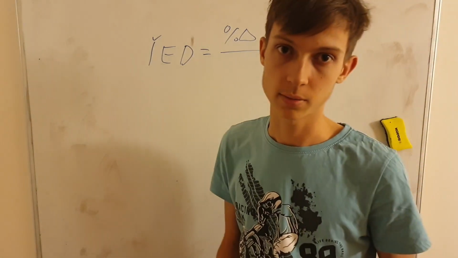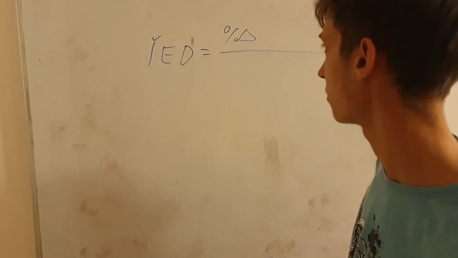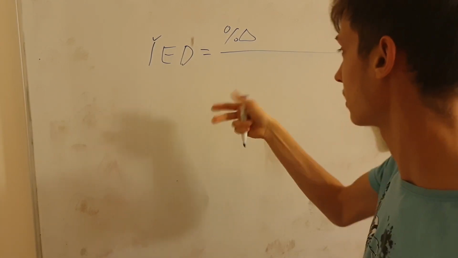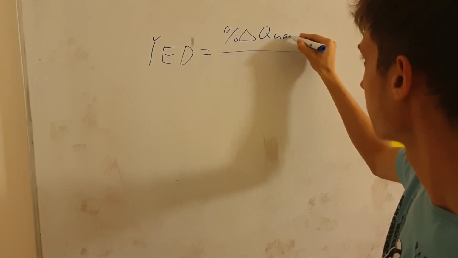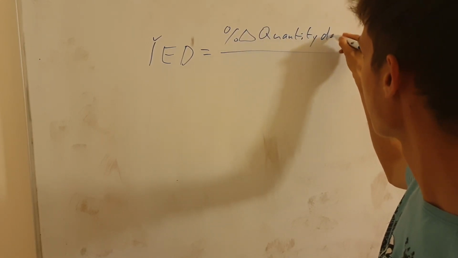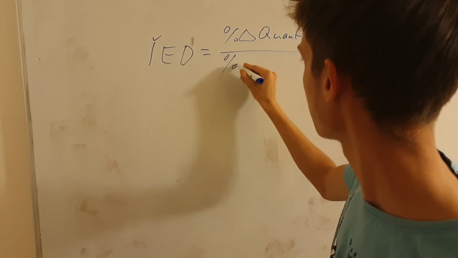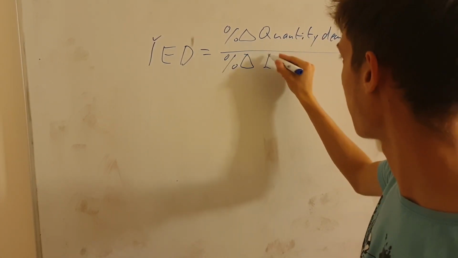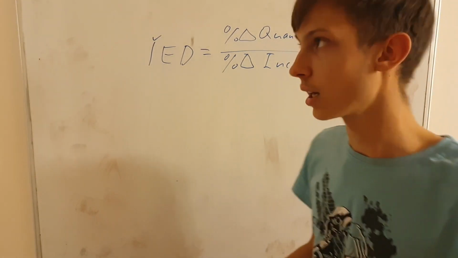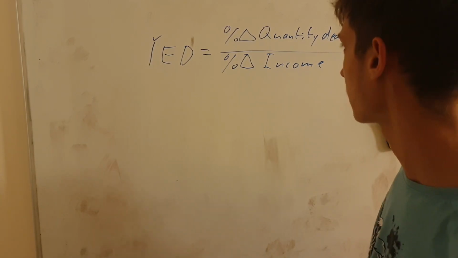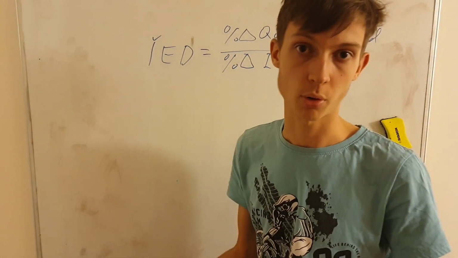And what it measures is the percentage change, or proportional change, we will mention in a moment why that is the same, the percentage change in quantity demanded in a fraction to the percentage change in income. So you can view, let's say, the income in a society, and how that influences the quantity demanded of a certain product.